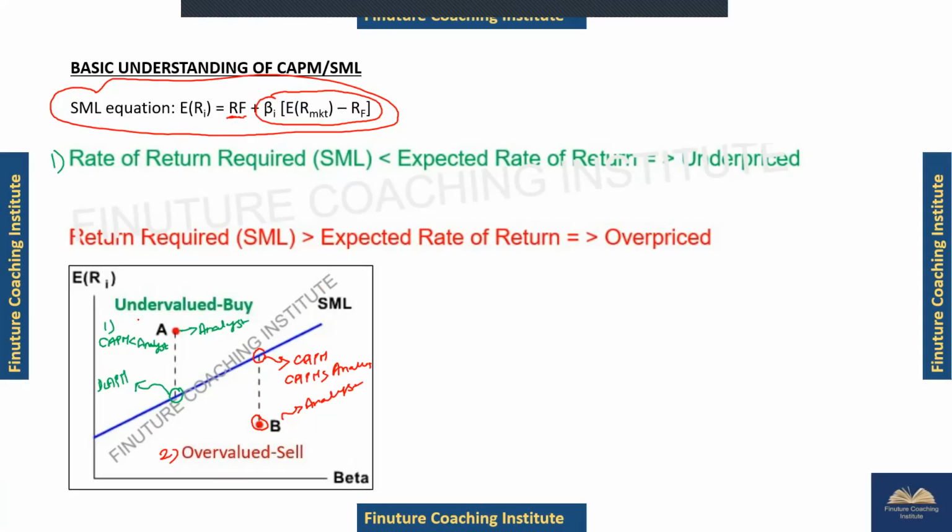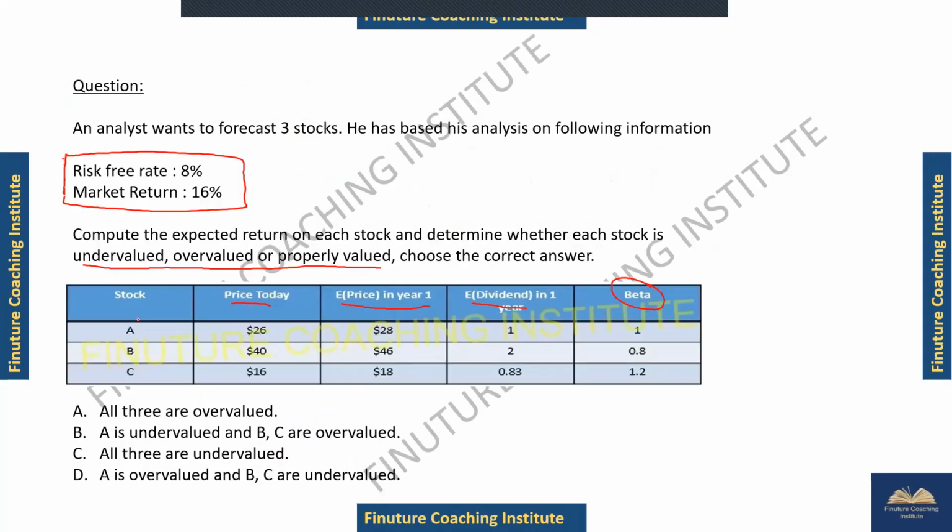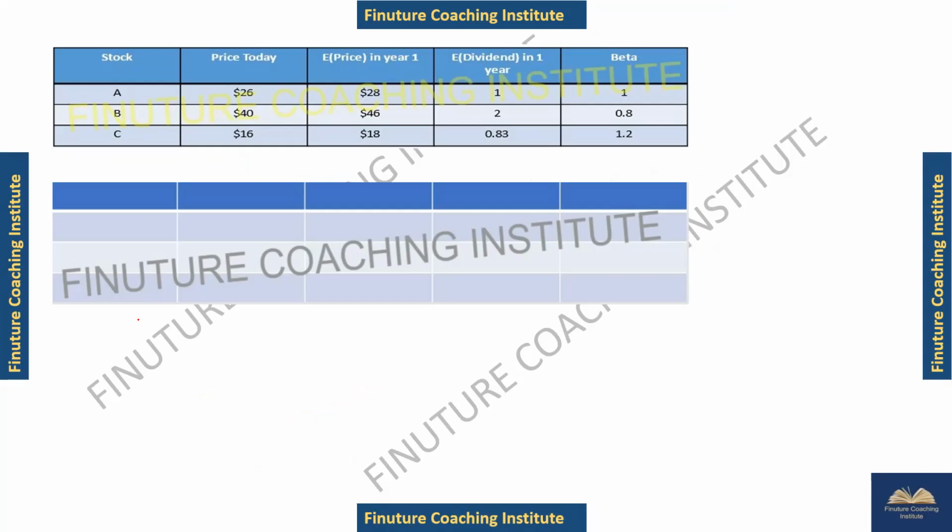Keeping this in mind, we will solve the next question and arrive at the conclusion of which of these 3 stocks are fairly valued, overvalued, or undervalued. So see, this is the same table that was given in the question.